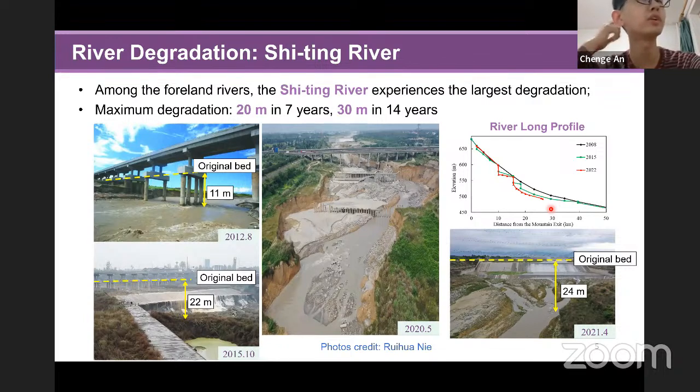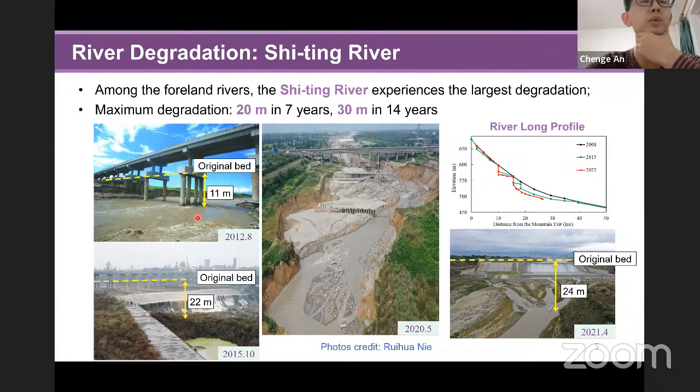And among these Foreland rivers, the Xijing River experienced the largest degradation, with a maximum degradation of 20 meters in 7 years and 30 meters in 14 years. In these photos, we can see that very large degradation is observed near the bridges and also near the weirs. For example, at the bridges, the yellow dashed line shows the elevation of the original bed, and because of the degradation, a large part of the bridge pier was exposed.